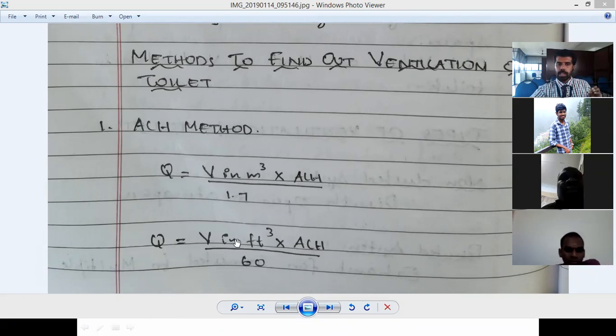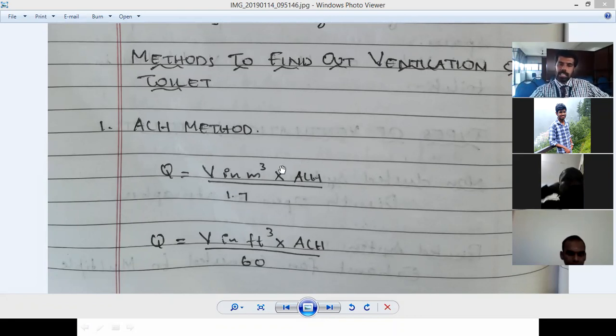You can use any formula. If your length is given in feet, you can use this formula. If your length, width and height are given in meter, you can use that formula. Both give the answer in CFM, cubic feet per minute. That is the quantity of air, or the discharge of air. So the volume you can easily find out when they give the length, width and height of the toilet.